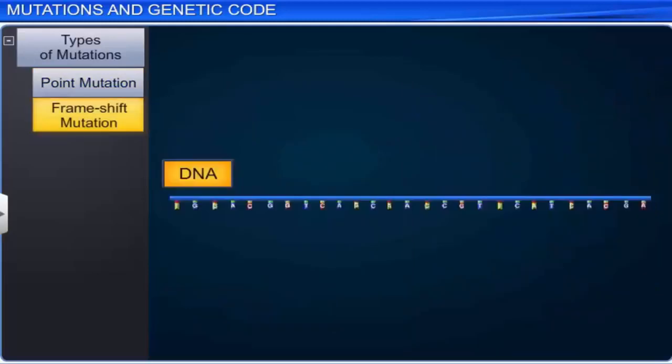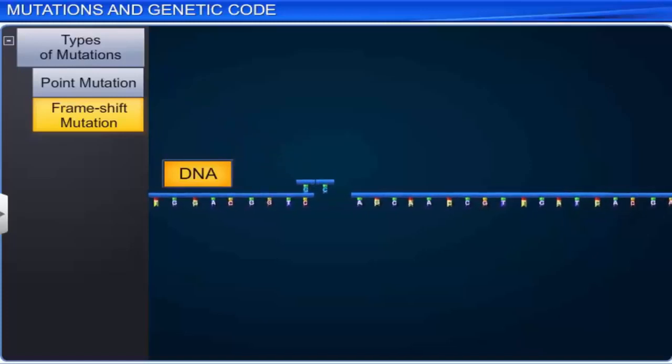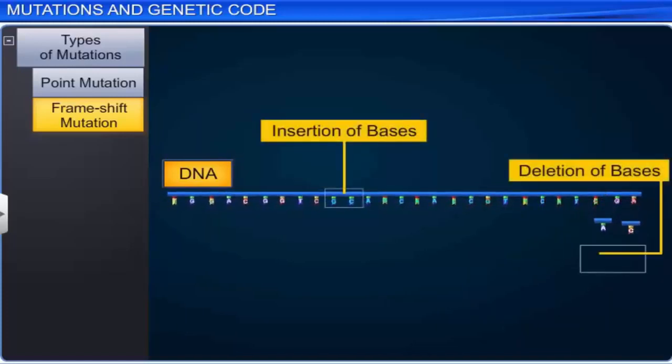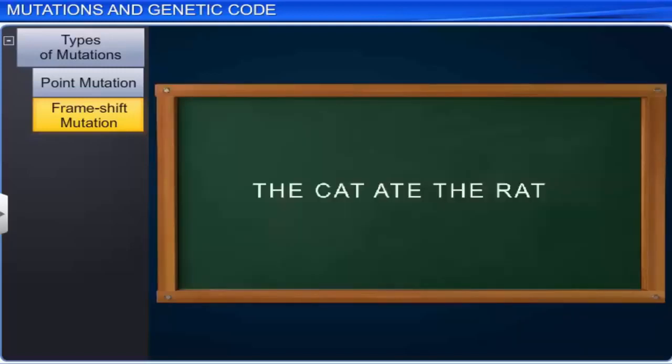In the case of frame shift mutation, two or more bases are either inserted or deleted from the DNA template. For instance, in our example, if we insert two letters R and K, it will change the reading frame, and hence the altered statement will read, "The cat ate her at." Whereas, if we delete the two letters, that is one C and one A, from the original statement, the altered statement will read, "The tat eth era T."